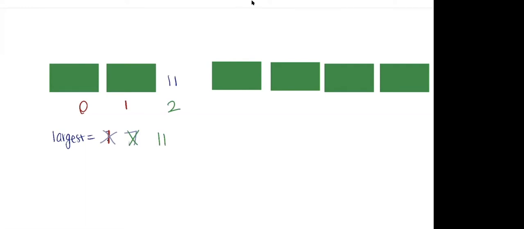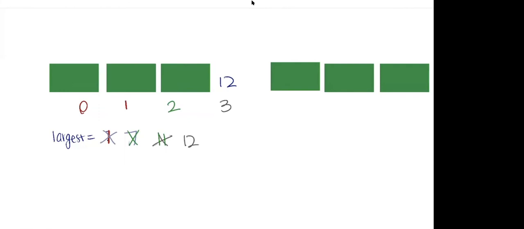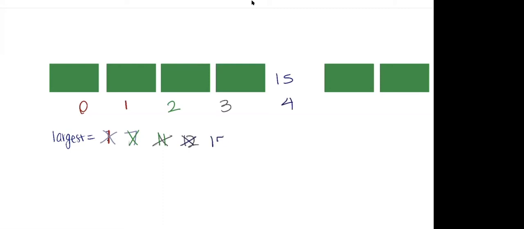Taking a look at the next number, which is 12, we can see that 12, which is at index number 3, is larger than our current maximum, which was 11. So now our current largest is 12. Then if we look at the next one, 15, which is at index number 4, it's larger than our current maximum. That will be 15. The next number is 3. We take a look at the number 3, which is at index number 5. 3 is not bigger than our current maximum.